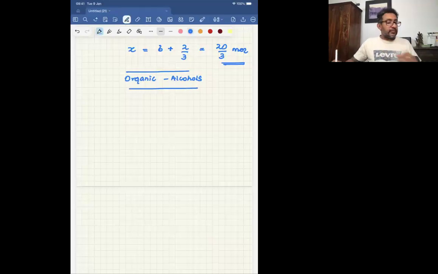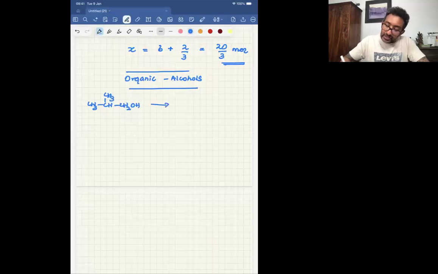So what is the first one? CH3 CH2 OH, and they are asking to convert it to CH3 CH2 COOH. What is the best method? You all can write the reagents, 1, 2, 3, and 4.